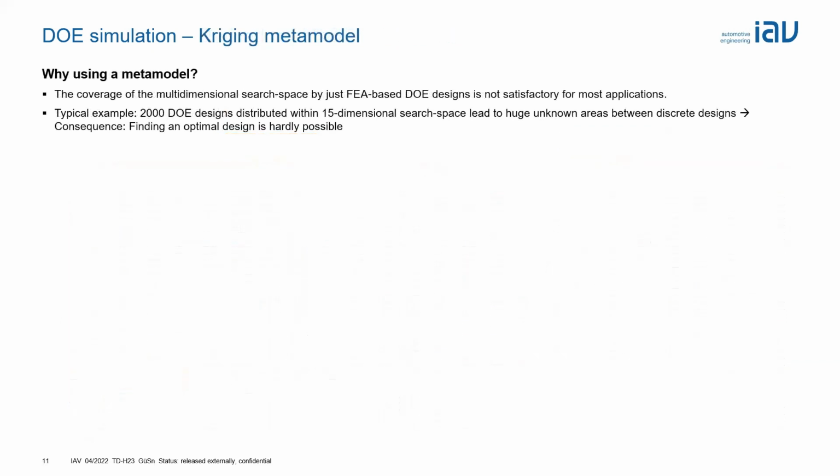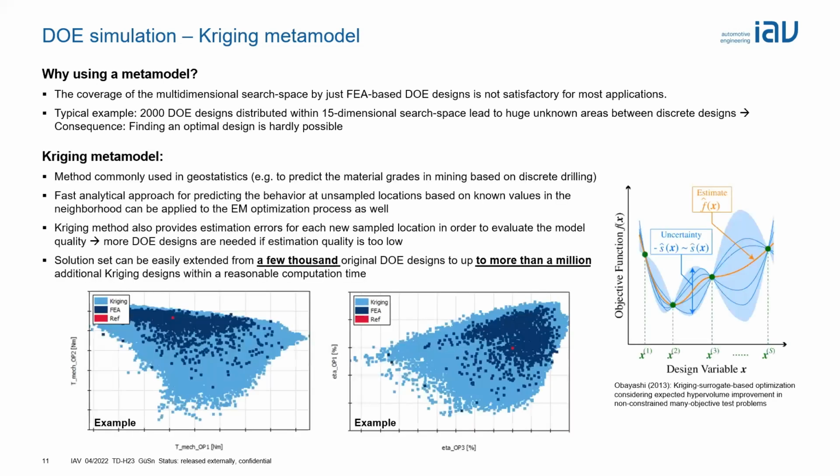At first, I would like to clarify why we are using a meta model and why it is important. The coverage of the multidimensional search space by just FEA-based DOE designs is usually not sufficient. A typical example would be to have 2000 DOE designs distributed within a 15-dimensional search space, and this would lead to huge unknown areas in between these discrete designs.